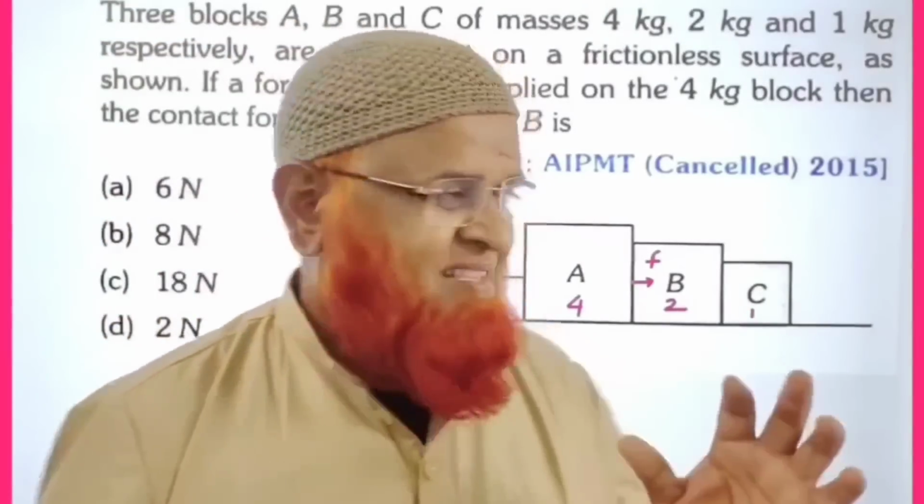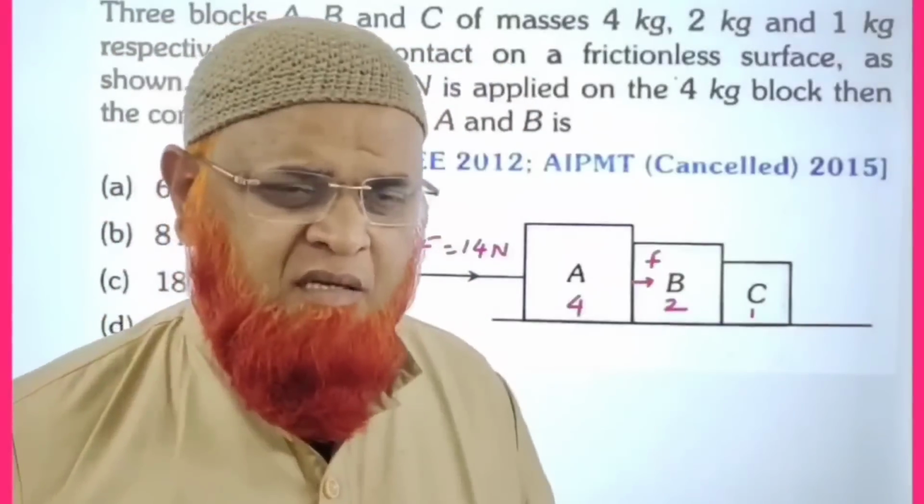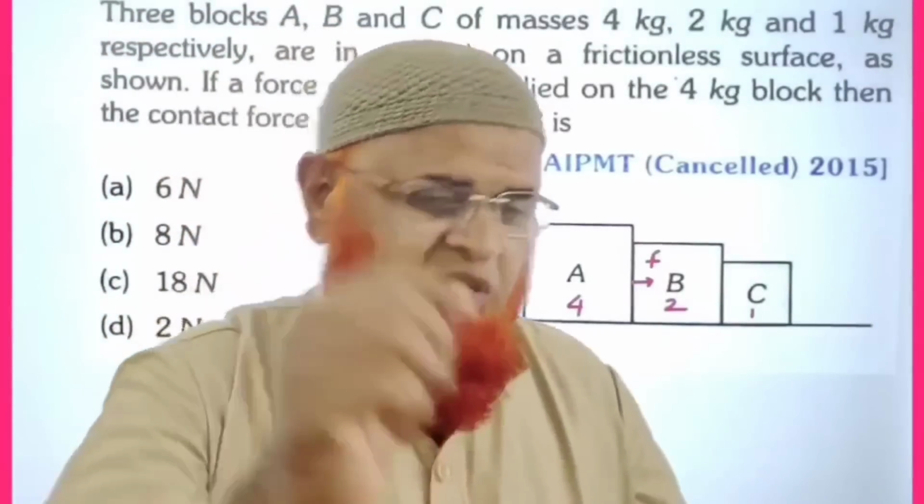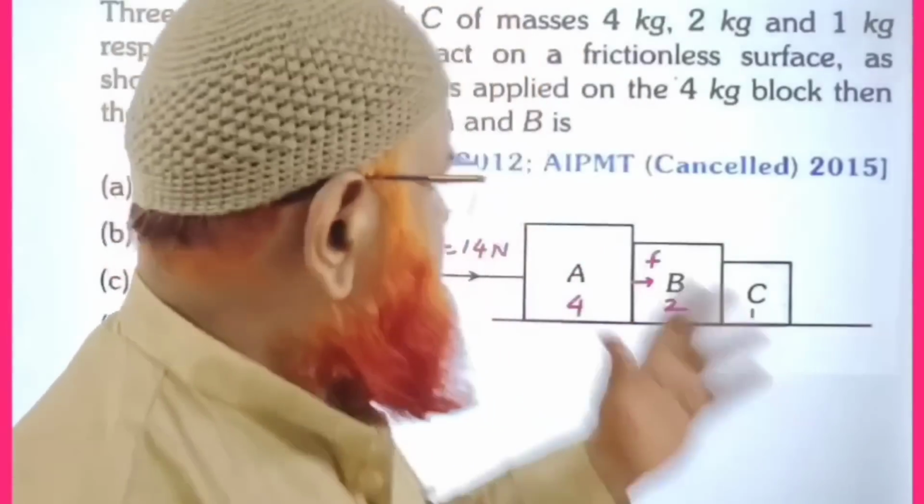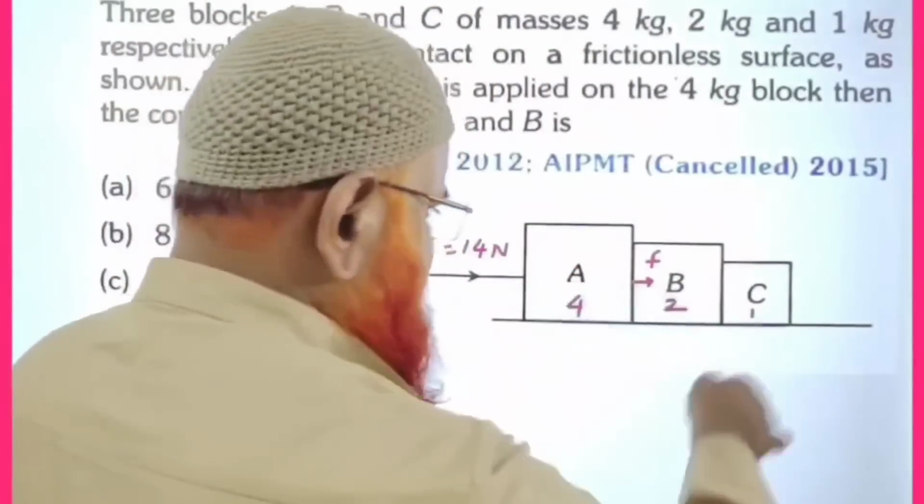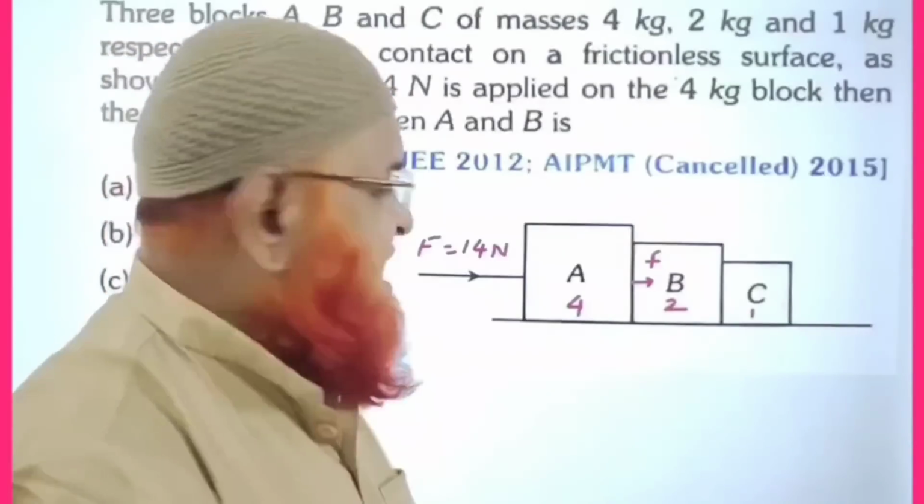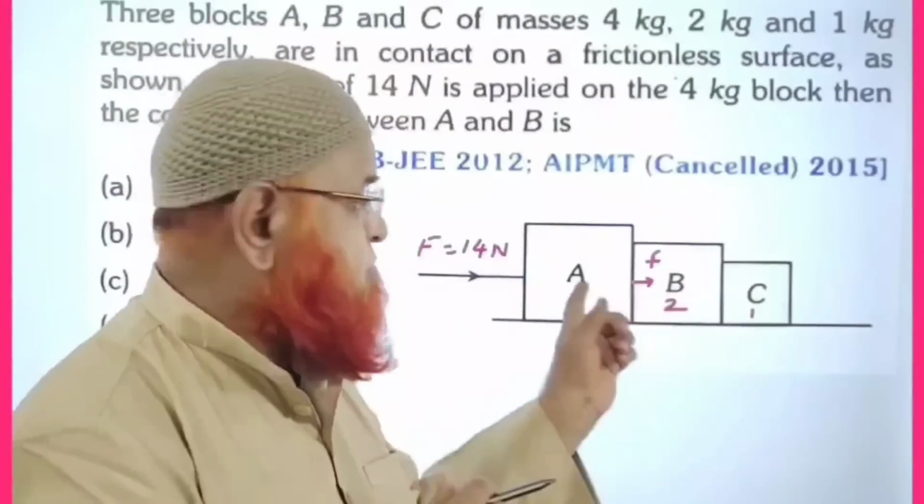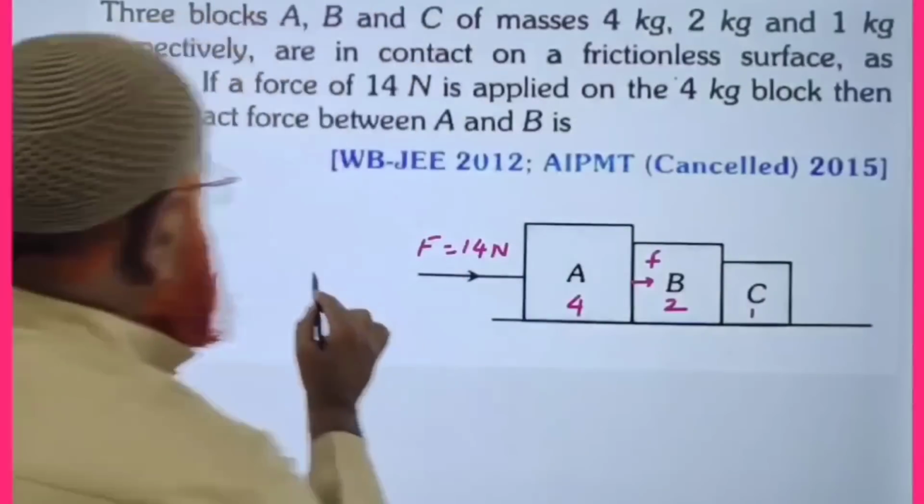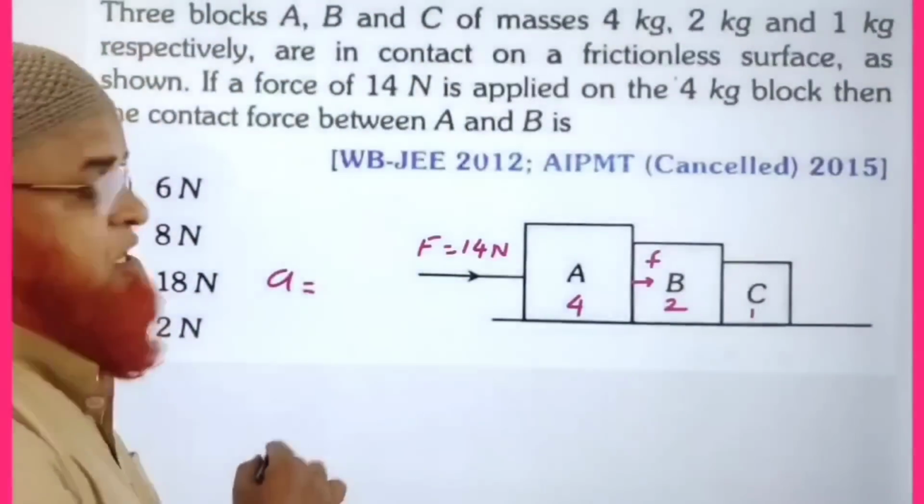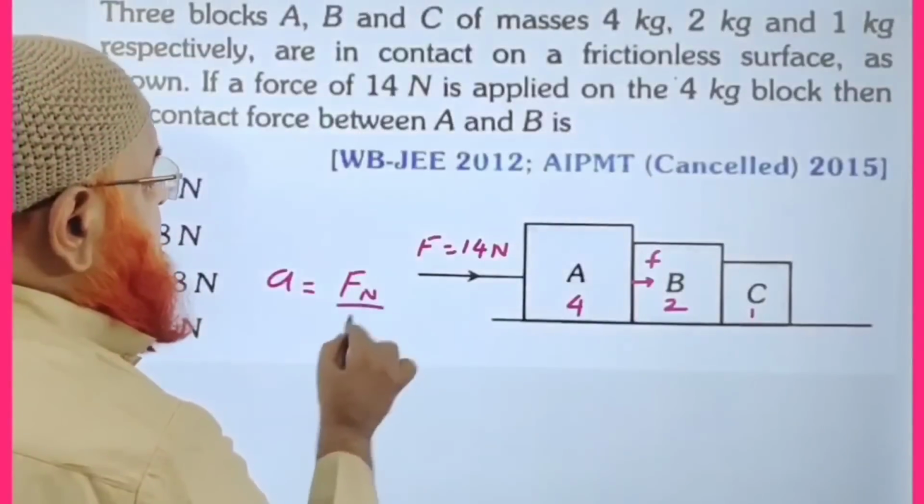My dear students, this is a question which was asked in previous years. I'll tell you a simple method so that you can tell the answer without even solving it. For example, if these are the three blocks present here, first of all you know that the three blocks will move forward. He's asking us to find the contact force between A and B. It's very simple. First of all, you need to find the acceleration, which is nothing but the net force divided by the net mass.